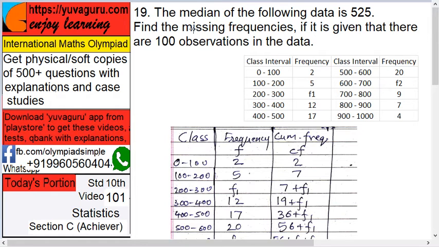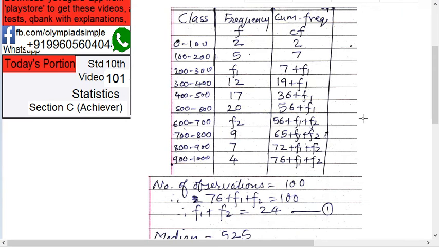And what is the number of observations? If you add all these frequencies, then the total you get is the total number of observations, means 100. So you have to find a cumulative frequency for this. Cumulative means go on adding. So see this, 0 to 100, 100 to 200, I have arranged it. Then frequencies are given. Now we will find cumulative frequency.